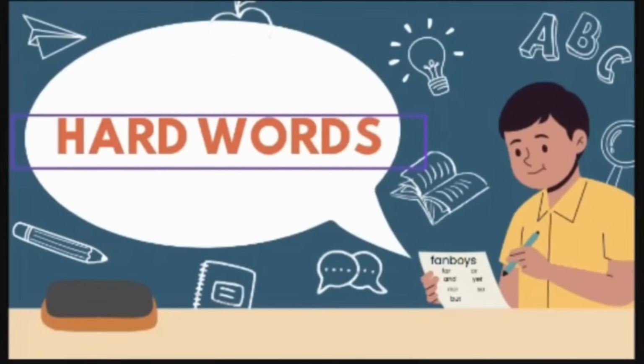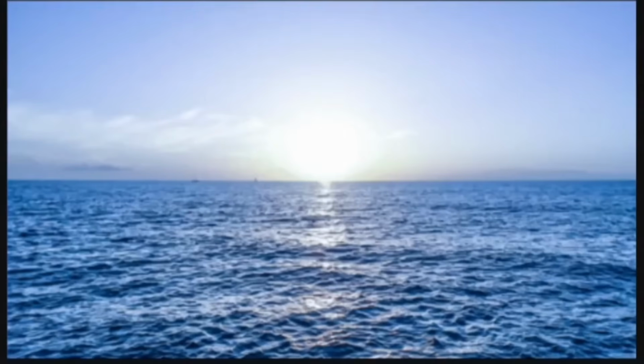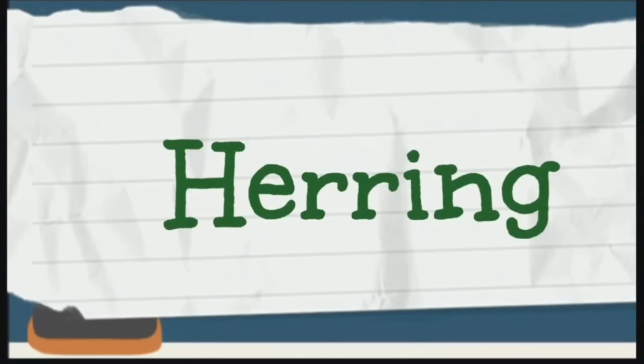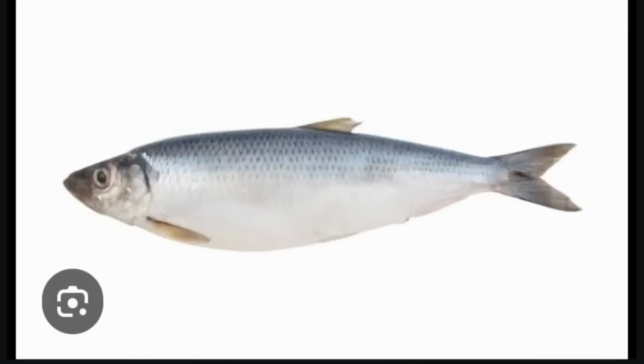See, children, here is the list of hard words which we come across in the second paragraph. The first word is skim. Skim means to move lightly just above a surface. Here, the surface is the sea. You can see in the picture, that is called skimming. The second word is herring. Herring is a kind of fish. It's a soft-skinned sea fish. I'll show you the picture. Yes, this is herring fish.